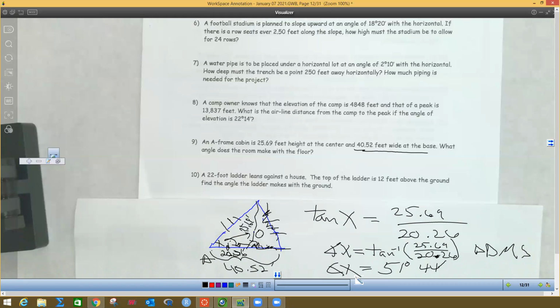Great, I'll do it. 5.69 divided by 20.26. Second apps for, I get 51 degrees, 44 minutes. Is that what you said? Yeah, that's what I got. Did you get it? Yeah, I just read it.